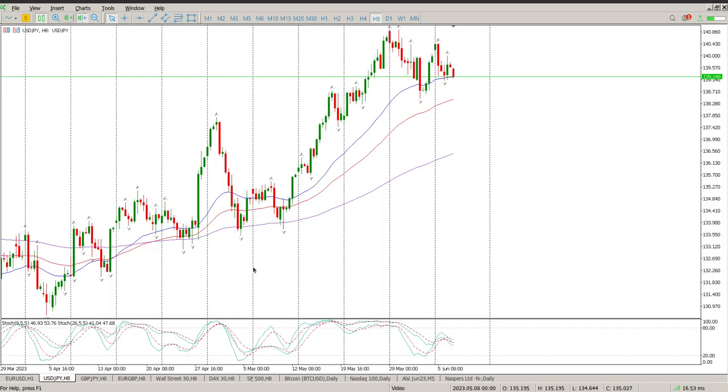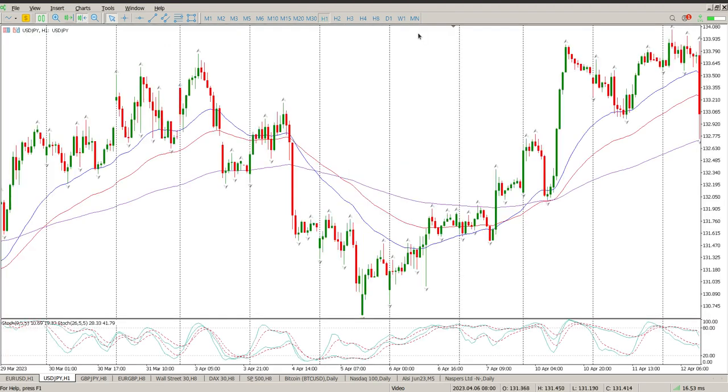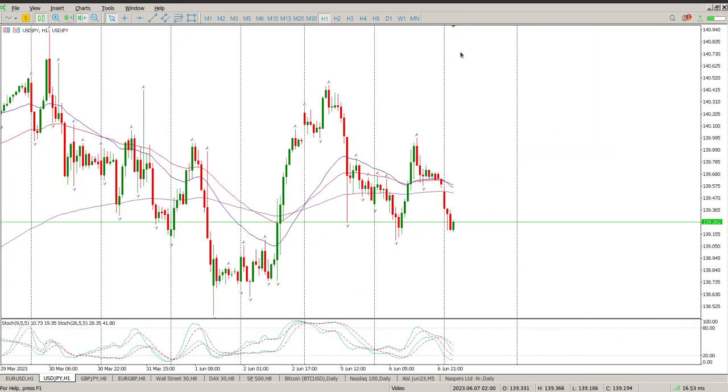Moving on to US dollar Japanese yen. And we have a similar picture here. You can see the triangle. We had a fairly strong move up off the structure, but then we've sort of gapped down today. This one for me is going to be a sit on hands. Not too keen on this.